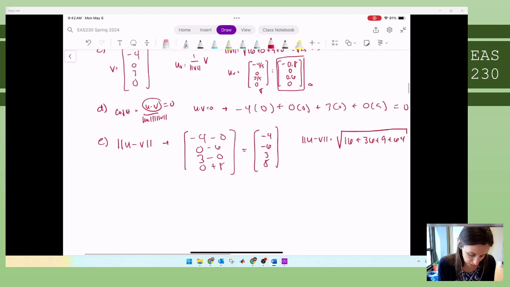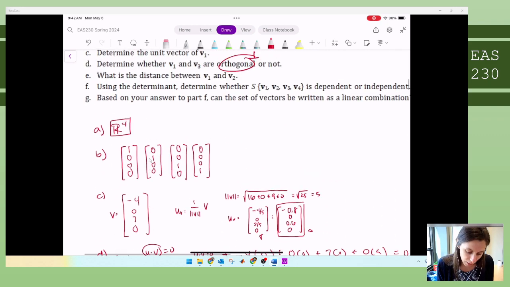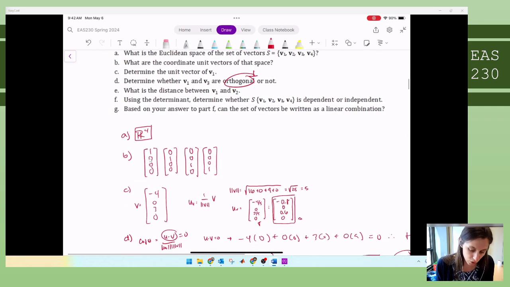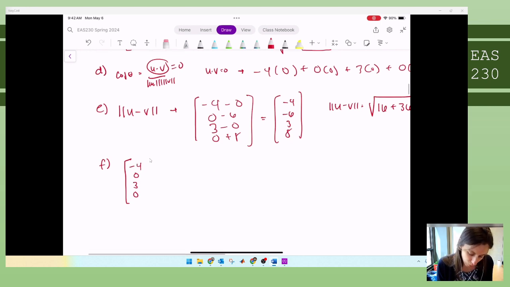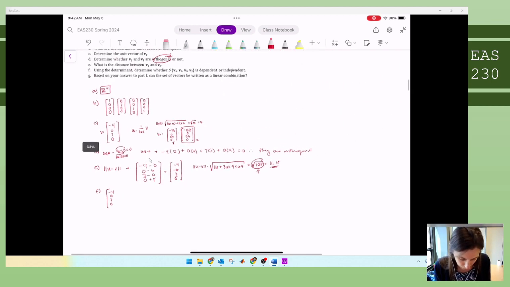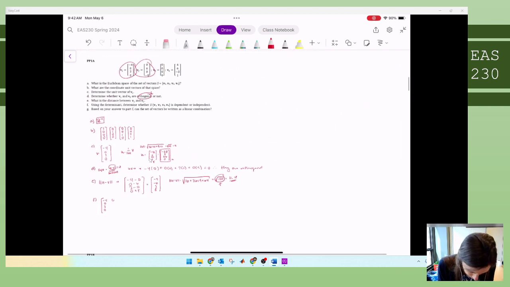F. Okay. Using the determinant, determine whether your vectors are dependent or independent. To find the determinant, we just take all of our vectors and plug them into a matrix. So I know V1 looks like this, 4, 0, 3, 0, because I have it written here. V2, zoom out, 0, 6, 0, negative 8. You obviously won't have this problem on your sheet of paper.